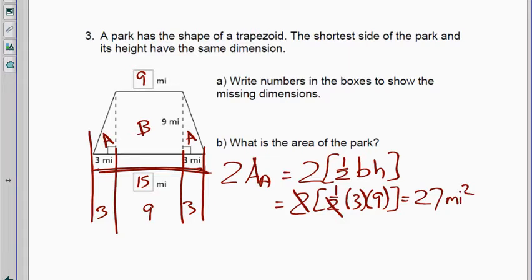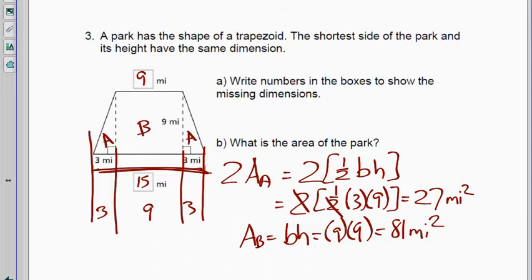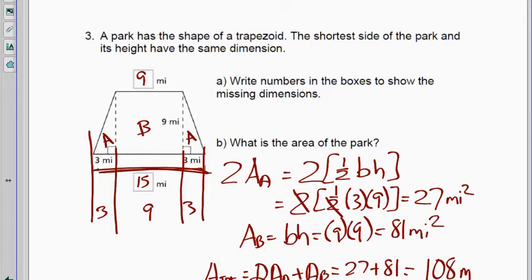And I have one area B, so I'll just have one of those. That's base times height, 9 times 9 is 81 miles squared. This is a big park. It's like a national park or something. Now I need to add those up, right? So the area total is my 2 area A's plus area B. I already found 2 area A's was 27, area B was 81. If I add that up, I get 108 miles squared, and I just circle that.